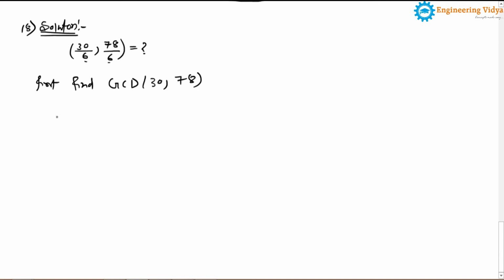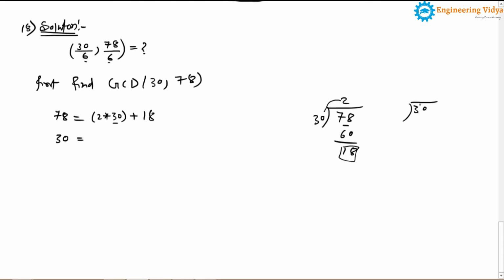So 78 is given, so we'll write 78 over here, and find the GCD. So this is 78 divided by 30, it will be 2 times and 18 is going to come, right? So therefore 78 can be written as 2 into 30, the remainder is 18. Now 30 will go to this side, then we'll divide 30 by 18, it will go one time only, and 12 will come.